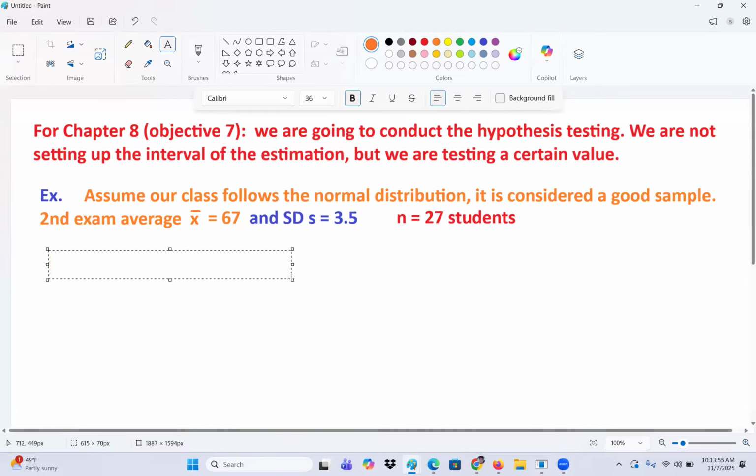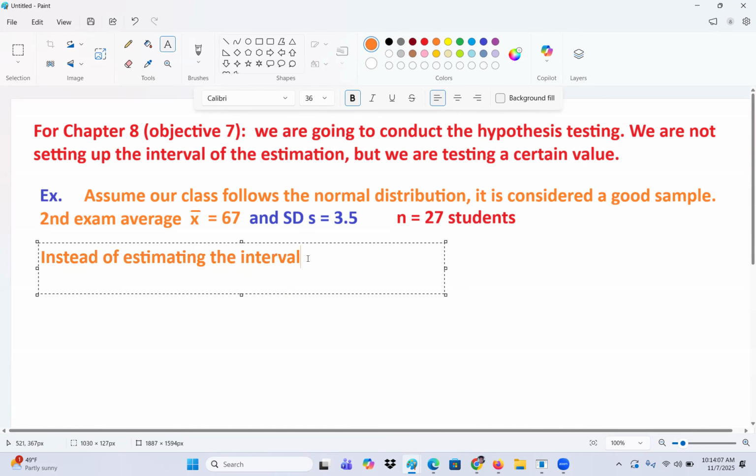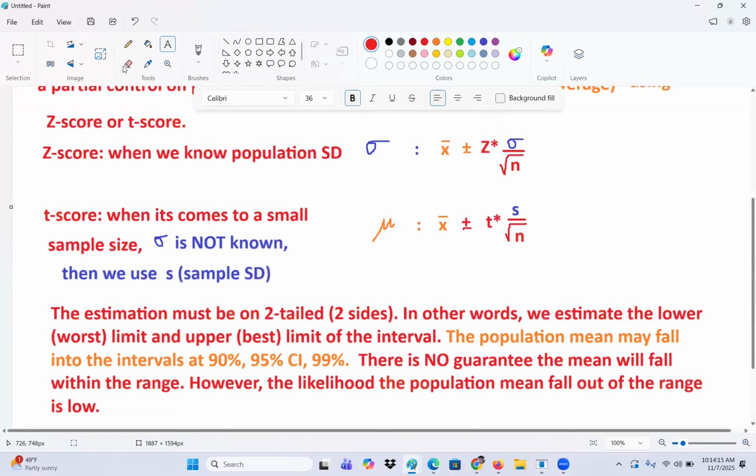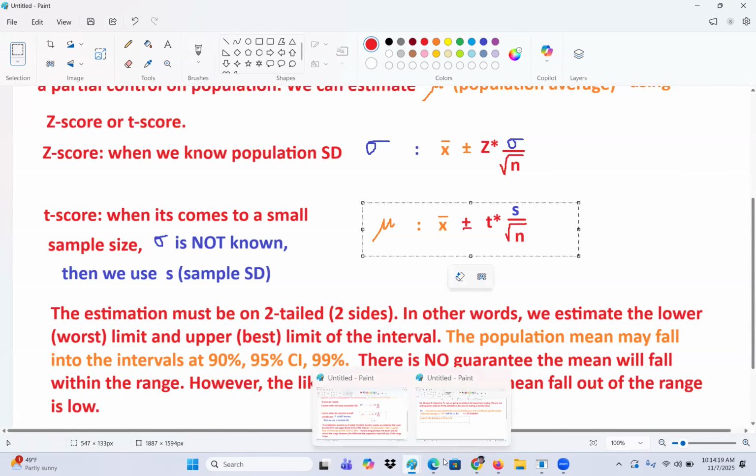So we want to estimate. Instead of estimating the interval, which we can get done, we would take X bar plus and minus t times S over radical n, something like that.